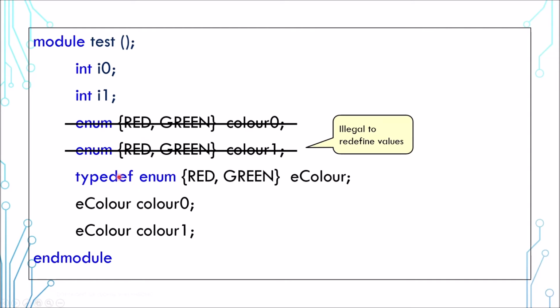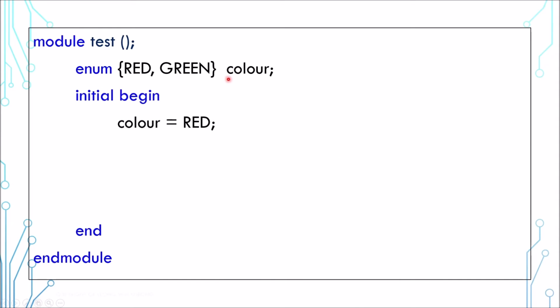In this case, the enum is shorthanded to eColor and you can use eColor anywhere. This is a simple example of using enum. You can assign color to the value red. You may think this is the same as assigning color to 0. Well, you are right conceptually, but this is not allowed.